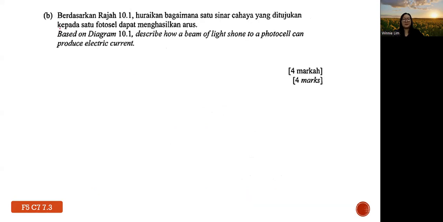Then proceed. Based on diagram 10.1, how can a beam of light shone to a photocell produce electric current? Generally, you are talking about the concept of the photoelectric effect. That's why definitions are important, because for these 4-mark questions, you can always put back the definition idea, then you can get 1 or 2 marks out of that.